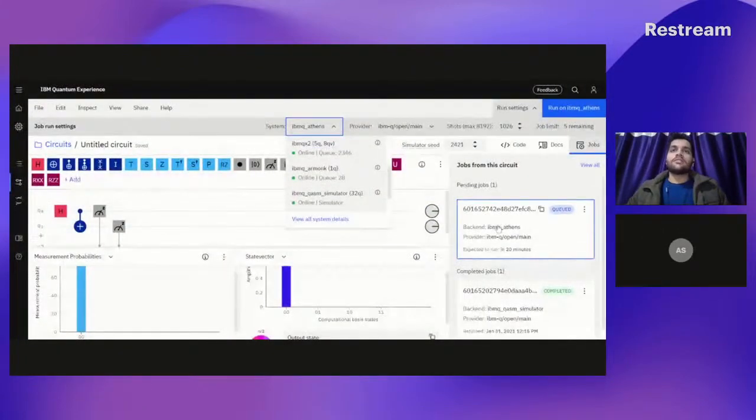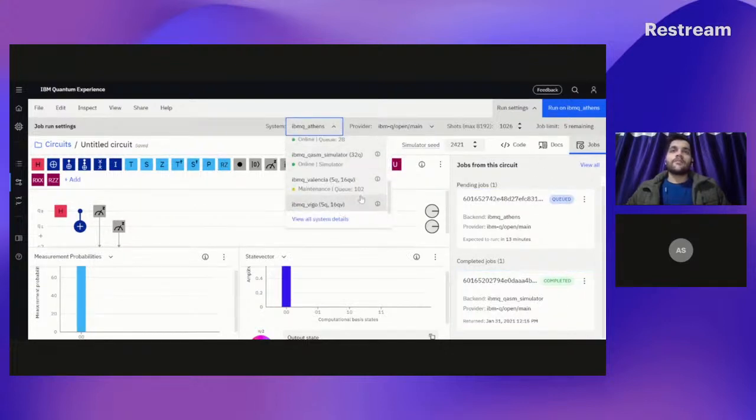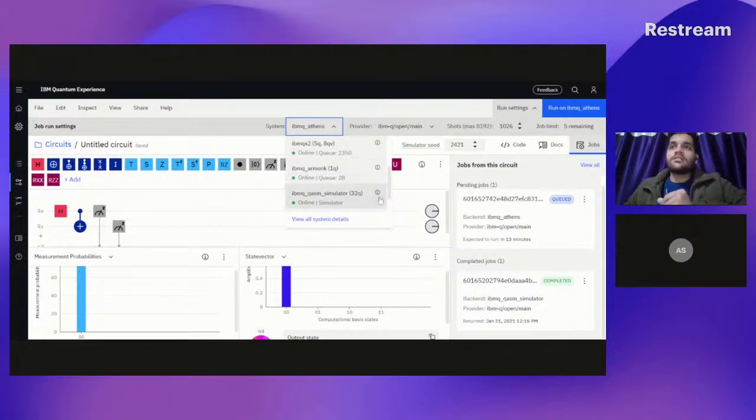Okay, I have not shared my screen for that. Yes, so as I was telling about this one, IBM Q Athens, you can see the expected time to run right now is 17 minutes. So we can't wait for that. So after this session, please run it on a real hardware. Just don't run it on Armonk, because it basically supports only one qubit right now. So just check other ones. And these are the ones which are under maintenance right now.